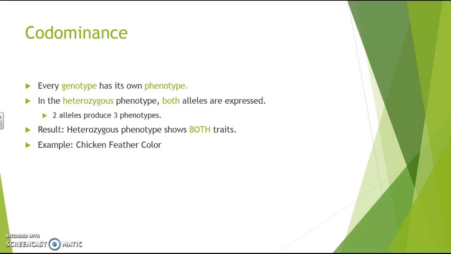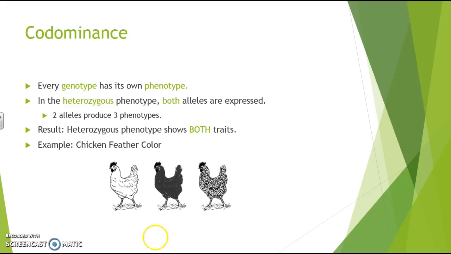So one example we see in real life is chicken feather color. Okay, so you have a white chicken, a black chicken, or a black and white chicken. Okay, if we use the same alleles that we did before, like the pattern, we could use B's. So big B could be white, little b could be black, and the heterozygous big B, little b would be black and white.